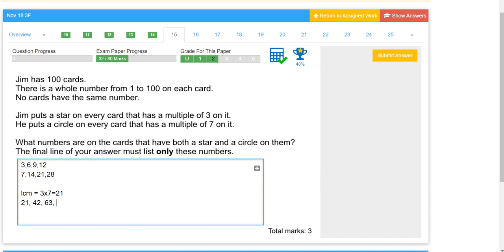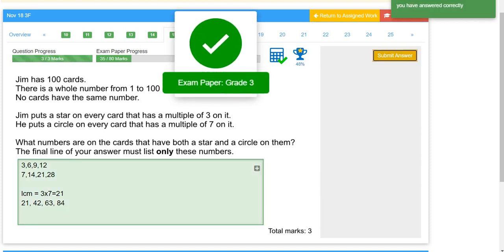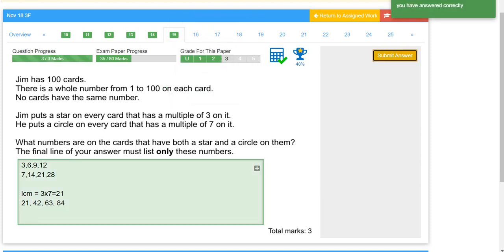What about another lot of 21? What about 84? What's my next lot? 5 lots of 21 would be 105. Well, that's no good because that's too big. So I reckon those 4 are going to be my answers. And look, we're up to grade 3. Grade 3 is good, but we really want to aim for grade 4, if not indeed beyond that.